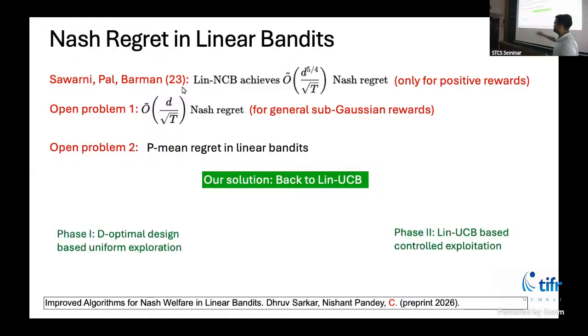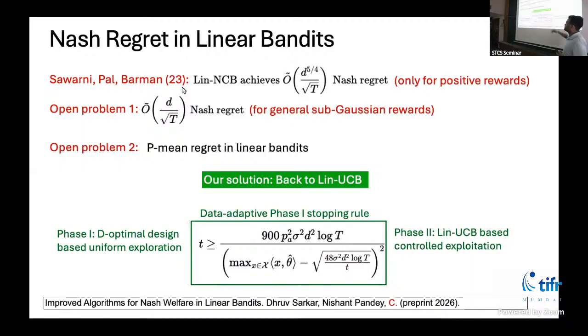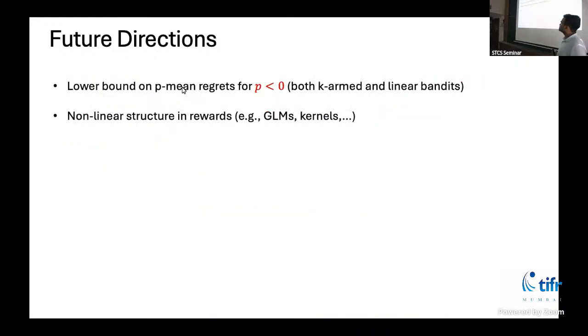Right, in the first phase we do some kind of uniform exploration. In the second phase we do UCB, and we have a data-adapted stopping rule. The stopping rule also looks similar, and the same idea works out, and you can solve the open problem. With this, I stop here.